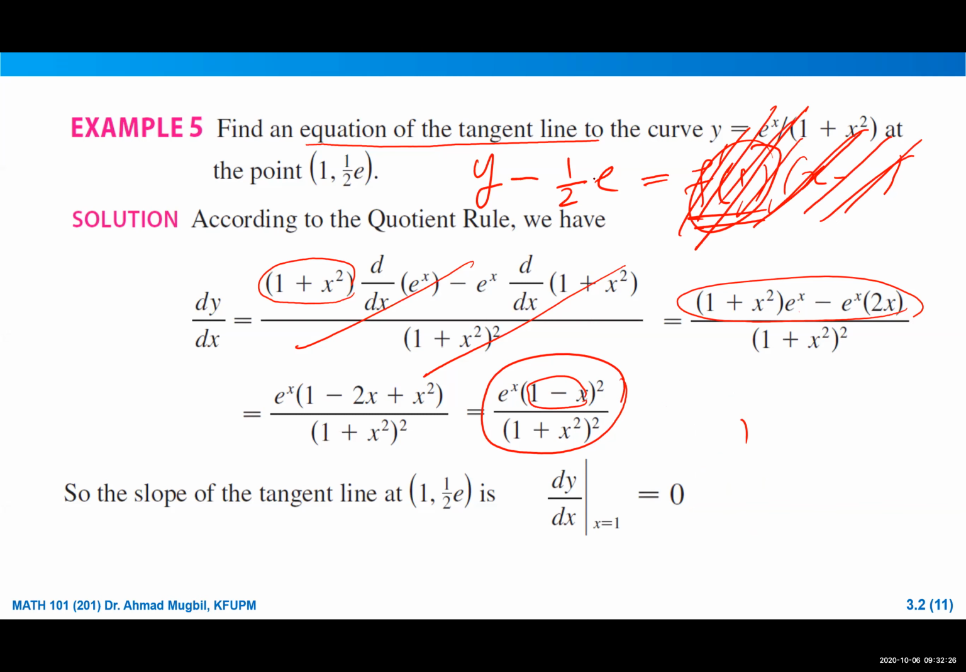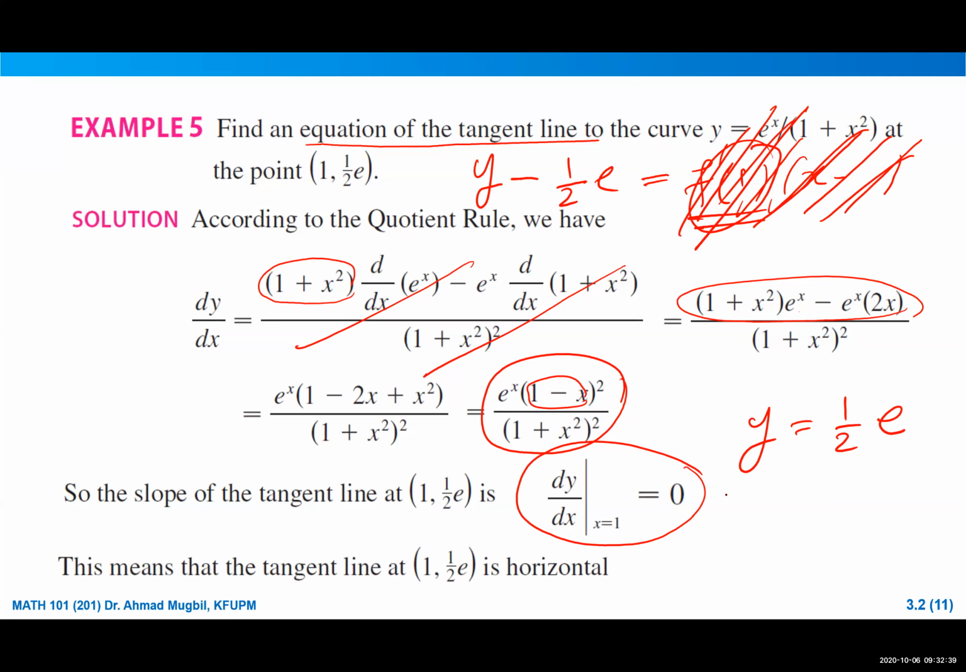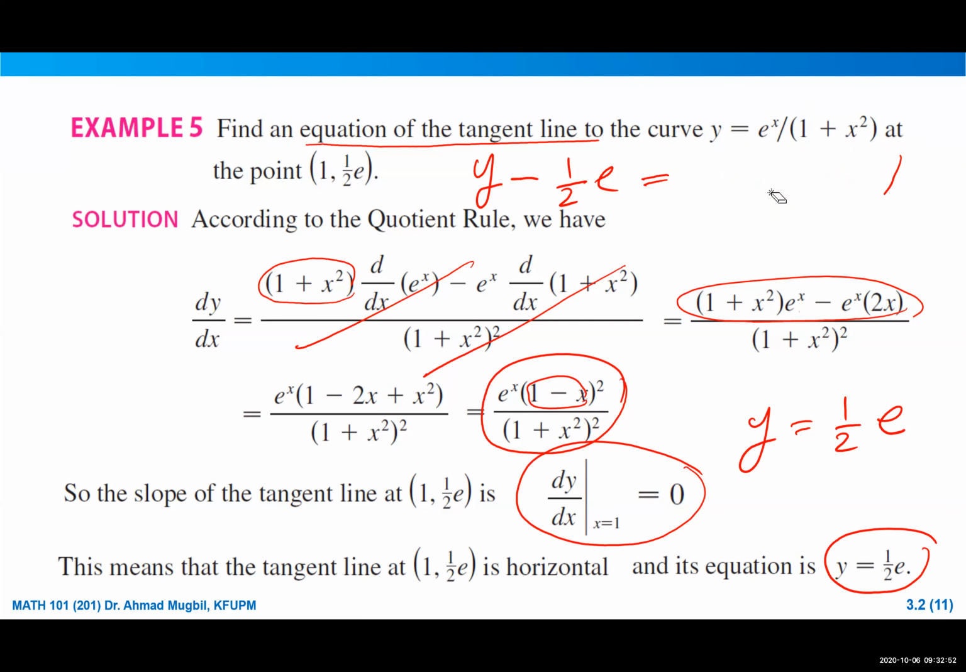So what we are going to have? What will be the equation of the tangent? It will be a horizontal line, because the value of the derivative at that point is 0. So this means that the tangent line is horizontal at this point, because the derivative of it is 0. So if you have the graph of this function, it will have a horizontal tangent at that point. Any question, Shabab? Is that clear?